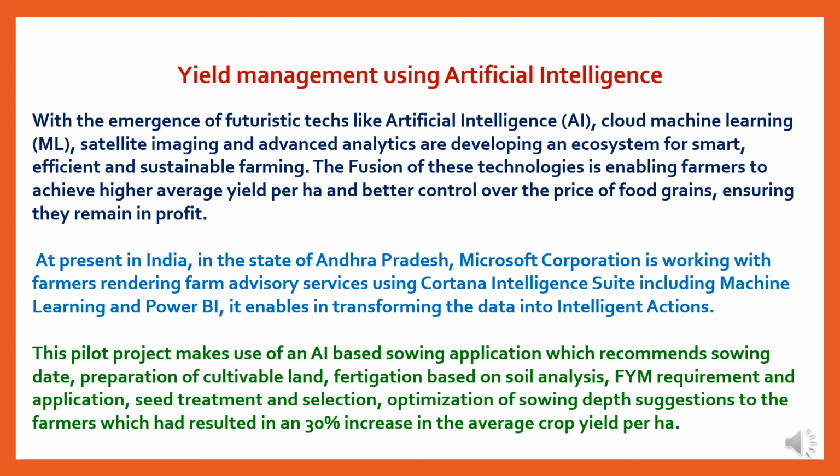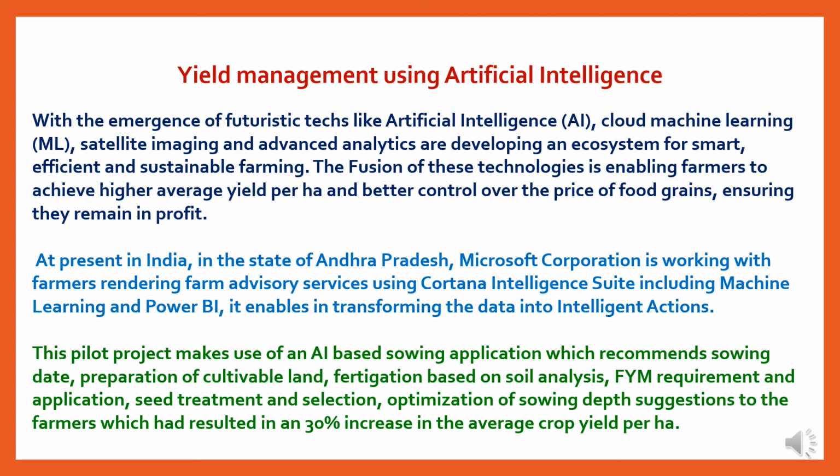Now, yield management using artificial intelligence. With the emergence of futuristic techniques like artificial intelligence, cloud machine learning, satellite imaging and advanced analytics, an ecosystem is developing for smart, efficient and sustainable farming. The fusion of these technologies is enabling farmers to achieve higher average yield per hectare and better control over the price of food grains, ensuring they remain in profit.